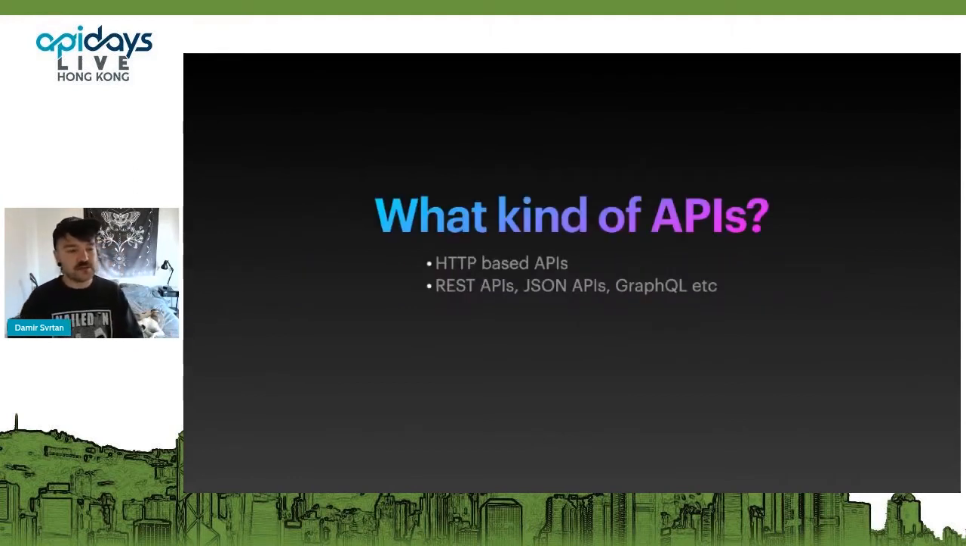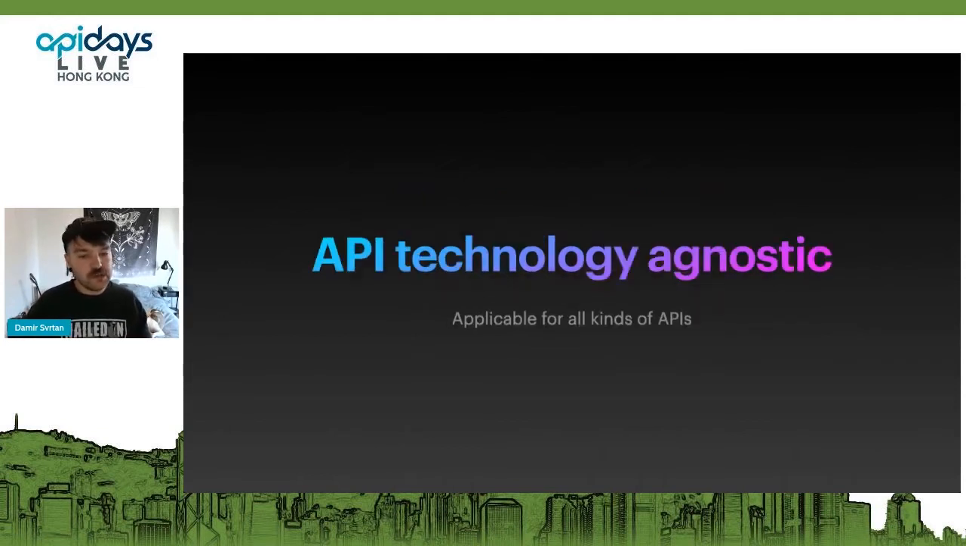Now, what kind of APIs am I going to be talking about? Mostly about HTTP-based APIs. Those are what I've been building in the last many years. This is applicable for REST APIs, JSON APIs, GraphQL, etc. But in general, it's going to be API technology agnostic. It's going to be applicable for all kinds of APIs.